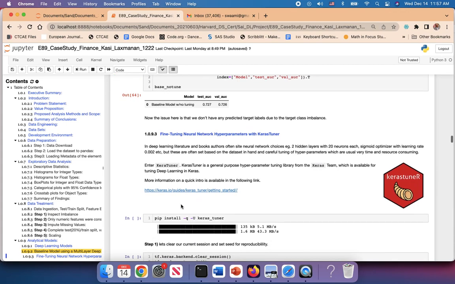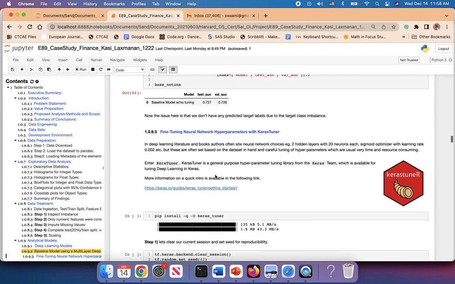Now let's talk a little bit about fine-tuning these network hyperparameters with KerasTuner. In deep learning literature, often authors cite network choices like 2 hidden layers, 20 neurons. They also cite Adam optimizer as the most optimal optimizer for a certain problem at hand. But these are usually set based on the data set at hand and some careful tuning of the hyperparameters. This process is also very time and resource intensive. We will look at KerasTuner for this, which is a general purpose tuner which is available with the Keras modules.